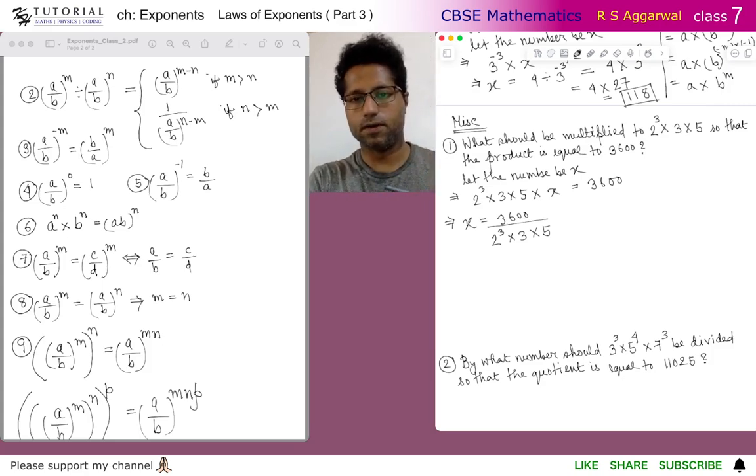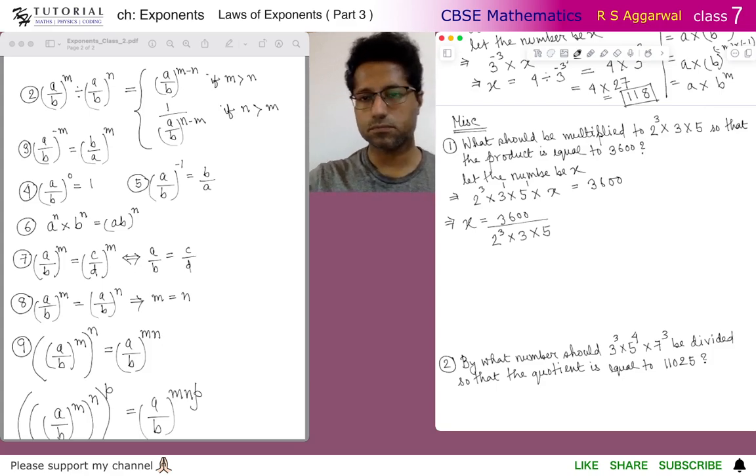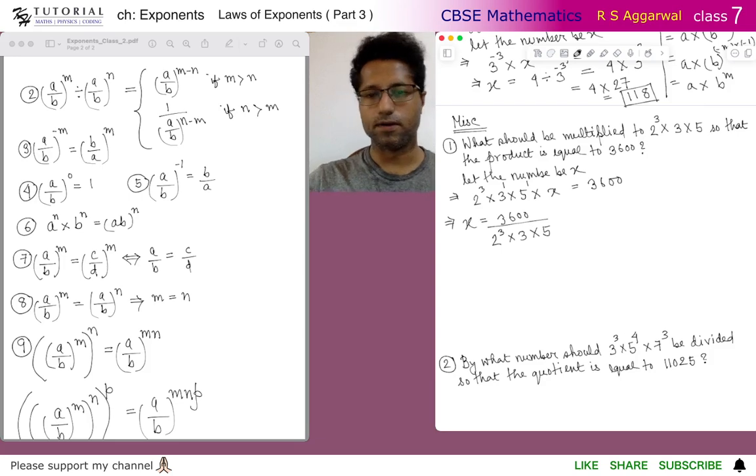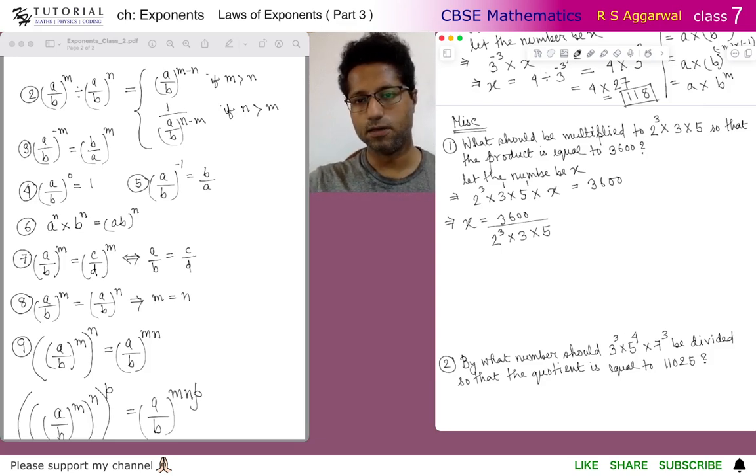The better way is to express the number on the right hand side, 3600, as a product of prime numbers. On the left hand side, all the factors have prime bases. 3 can be written as 3 to the power 1, 5 can be written as 5 to the power 1. So we do prime factorization of 3600, and some prime numbers will be repeated, so you will get an exponent, and from there you can easily find x.